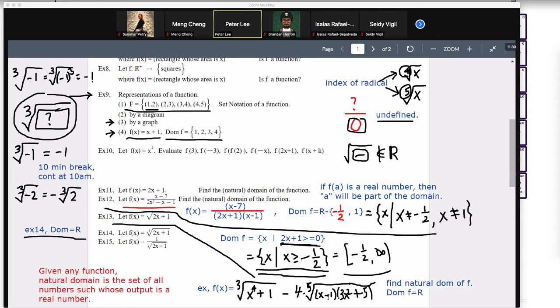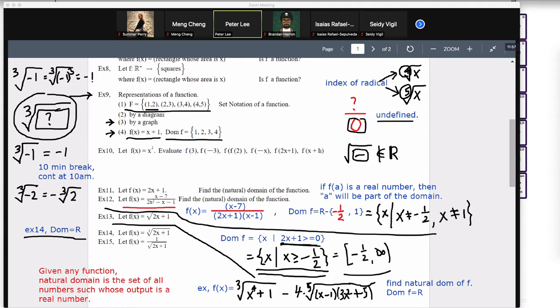No matter what the x is, we have a cube root here and we have a fifth root here, and they will all be a real number. So no matter what the x is, the whole thing will be a real number, guaranteed. Nothing will go wrong for any value of real number x. So in this case, the domain of f is the set of all the real numbers. As long as x is any real number, f of x will be a real number as well. That is the natural domain of f.